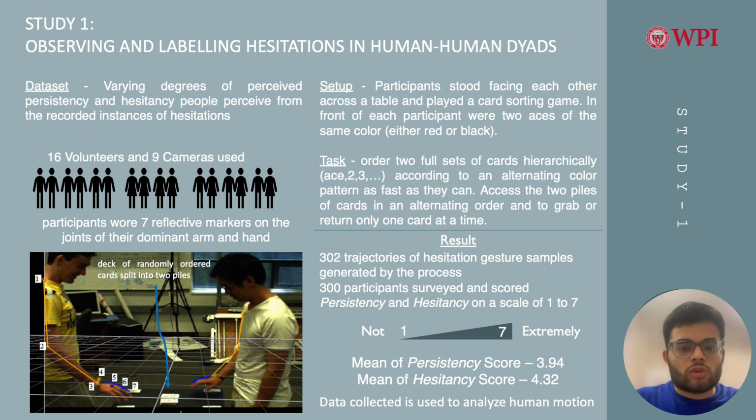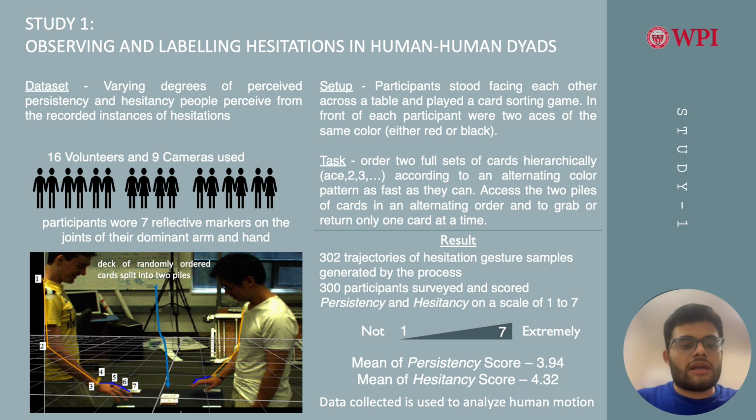This paper presents two studies, out of which the first study involves observing and labeling hesitations in human-human dyads. Here, the dataset consists of varying degrees of perceived persistency and hesitancy that people perceive from the recorded instances of hesitations. In this, we have 16 volunteers and 9 cameras are used.